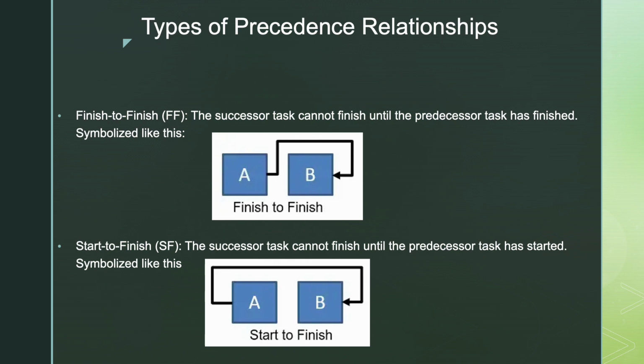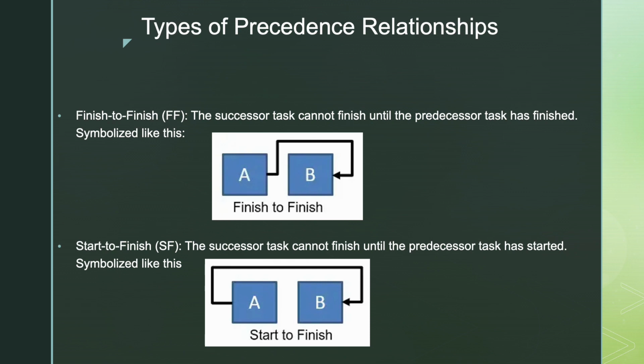Finish to finish, the successor task cannot finish until the predecessor task has finished. In a marketing campaign, Task A is creating an advertisement copy, and Task B is designing the graphics. Task B cannot be finished designing the graphics until Task A has finished creating an advertisement copy.